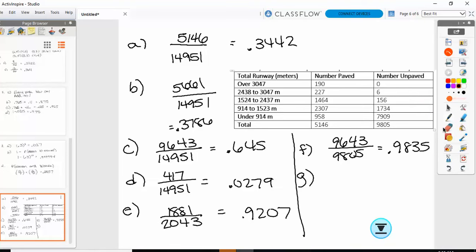G. Unpaved, knowing it has less than 1524. So my denominator is less than 1524. So my denominator is these 4 numbers. So that's 12,908. My numerator is just the ones that are unpaved. So 9643.